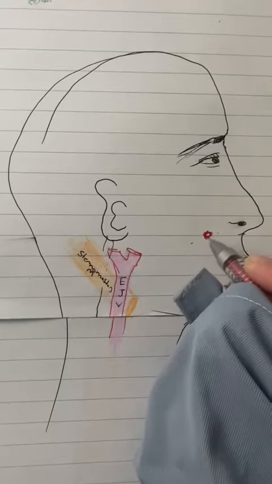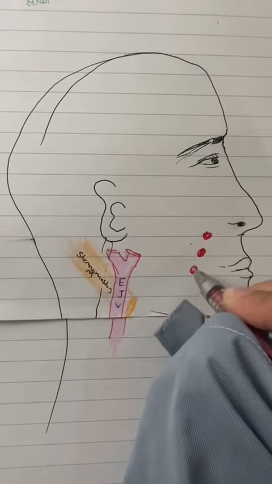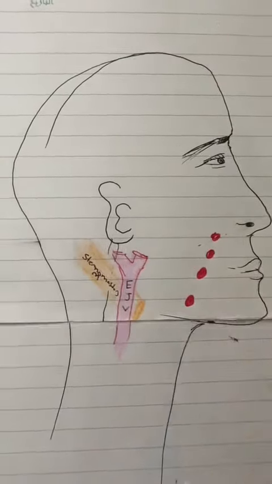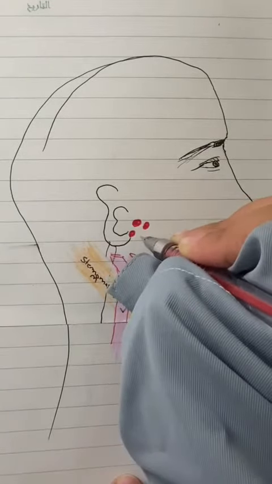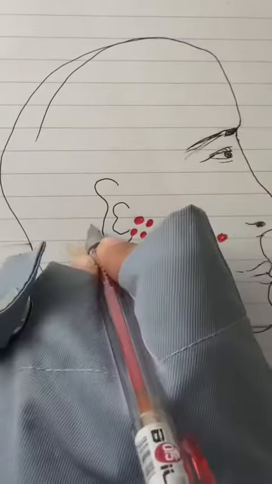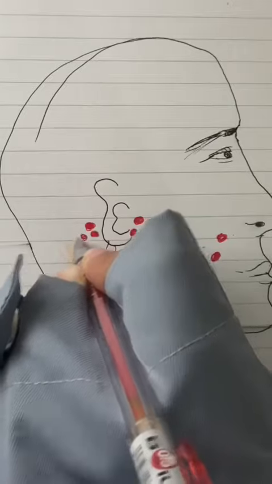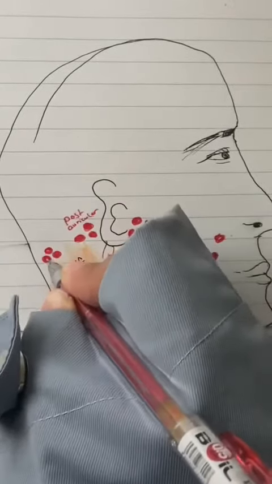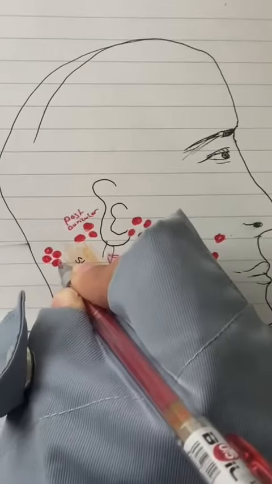Let's learn the lymph nodes of the head and neck. First we have the buccal lymph node. Parotid lymph node, near the parotid gland for sure. Postauricular lymph nodes, behind the auricle. Occipital lymph node, in the occipital region.